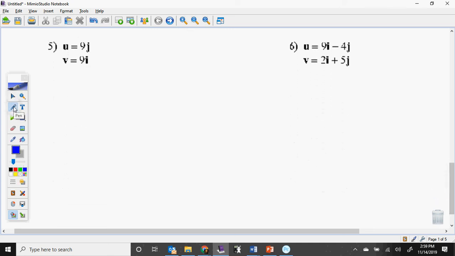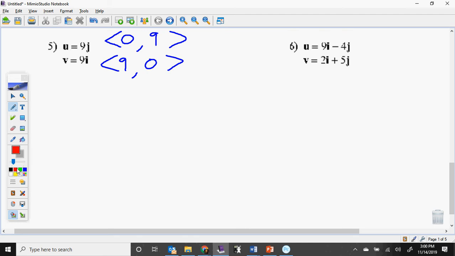Alright. So for number 5, it looks a little different because there's just an I, just a J. Well, remember we learned last time I can change this to component form. If I change it to component form, there is no I, so the I term would just be 0, 9. And for this one, the I is 9, the J is 0. So that's what that looks like in component form.